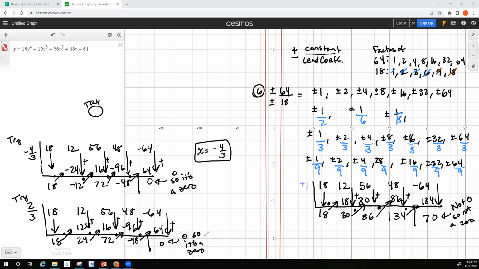All right, so x equals -4/3 and +2/3. There you go, and that's our answer. And I believe they wanted us to put it in factored form.